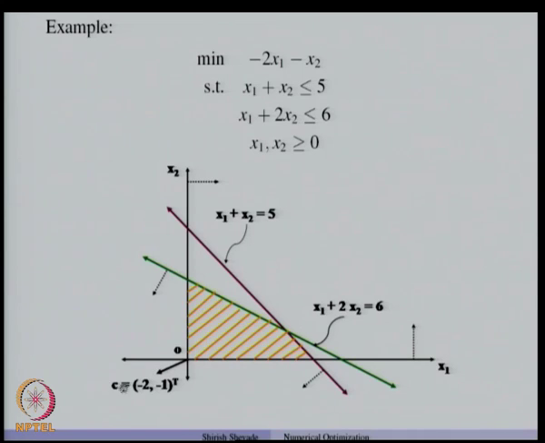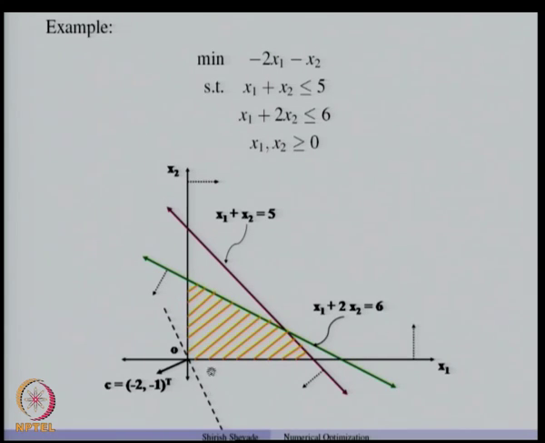Now, let us take the C vector, which is minus 2 and minus 1, which is shown here. So, if we move along the direction minus C, the function value decreases. So, for that purpose, let us first take the hyperplane which passes through the origin and which has normal as vector C. So, this is the hyperplane which is shown by the shaded line.